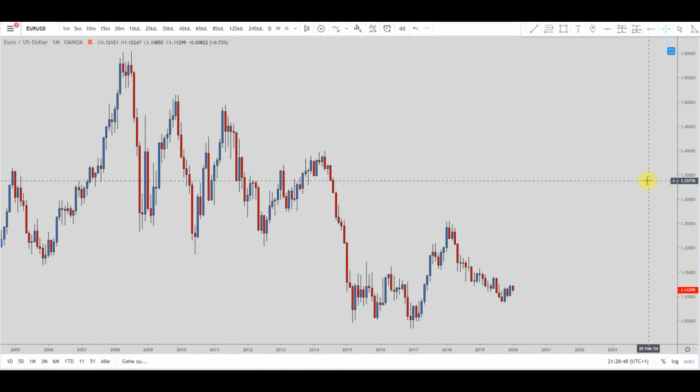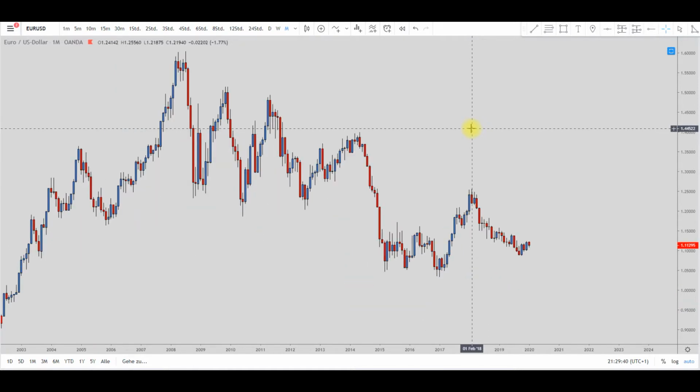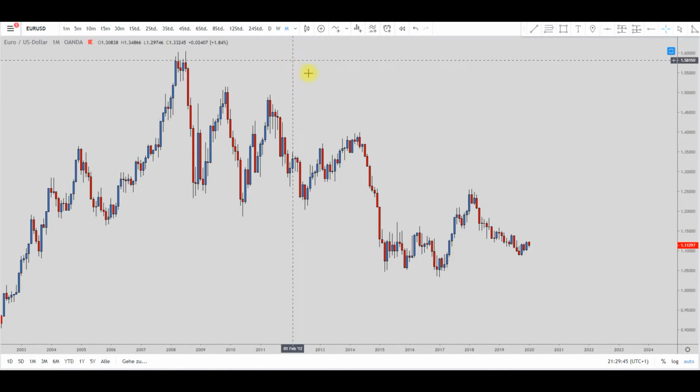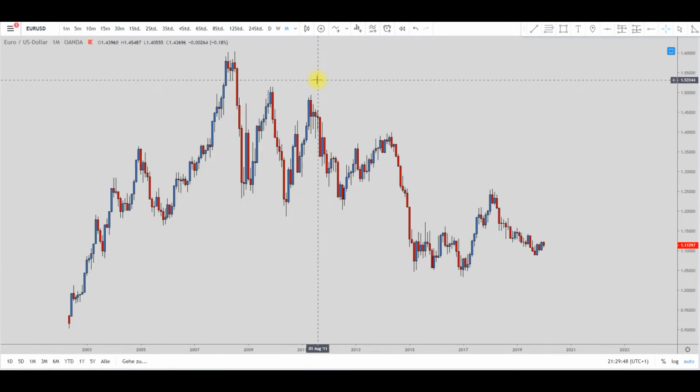As I said in my last video, today we'll do a top-down analysis and we'll look at the euro US dollar. To do that, what you usually do is you try to find the highest and the lowest point of all data you can bring up in your chart, obviously starting in the highest time frame of all, the monthly chart.